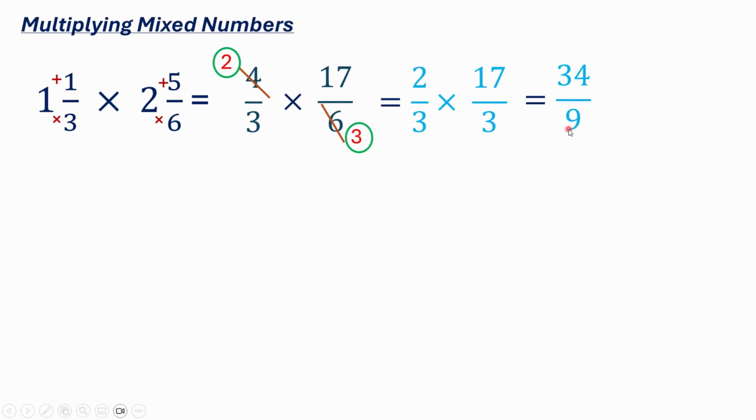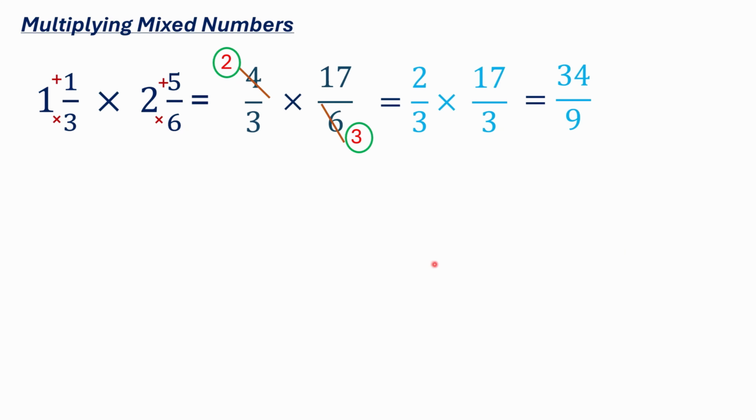3 times 3 is 9, and this is my final answer, but I will check if it is in the simplest form. Actually, it's not in the simplest form because 34 is greater than 9, which is an improper fraction, so it's not in the simplest form. You have to convert it into a mixed number, either using long division, or mentally.